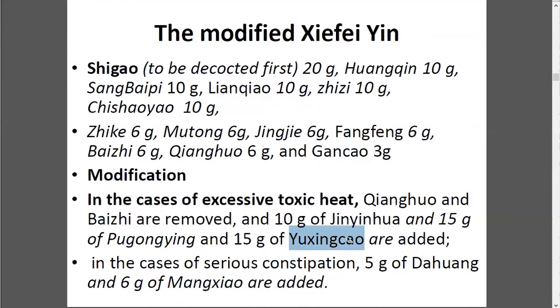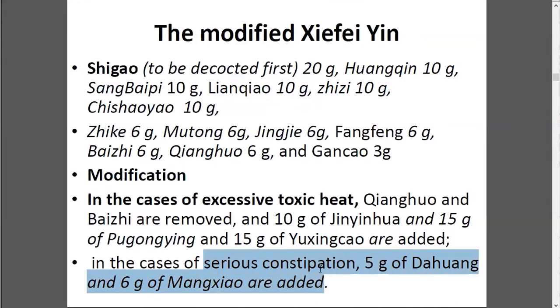So that's for severe kind of heat toxins. And if the patient has severe constipation, we still can add 大黄, and we also can add some 芒硝. So 大黄 and 芒硝 together are like half of the formula of 承气汤, purging heat from the bowel movement. So that's for this pattern.